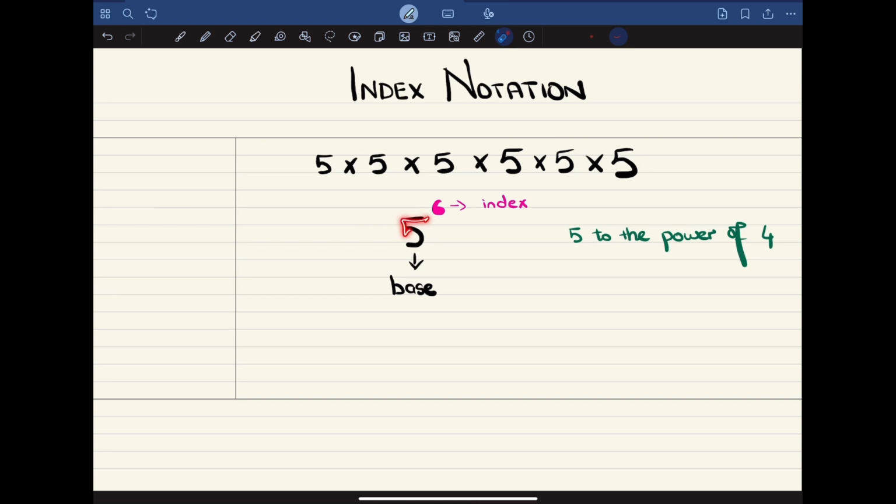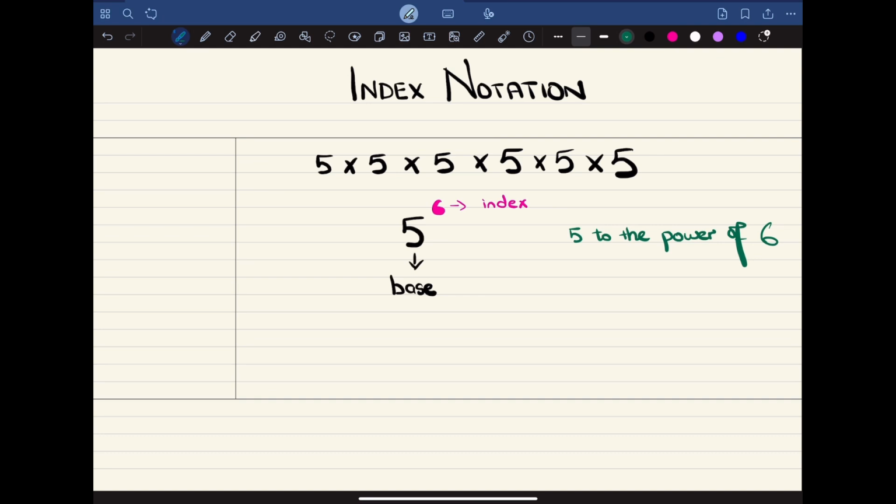Okay, 5 raised to the power 6 is called the index notation of 5 into 5 into 5 into 5 into 5 into 5. This 5 is known as the base, 6 is known as the exponent or index. And how do you read this? 5 to the power of 6, not 4. 5 to the power of 6, or 5 raised to the power of 6.